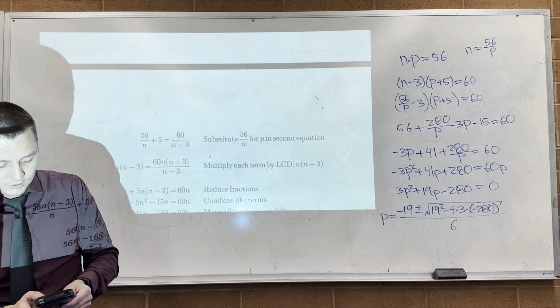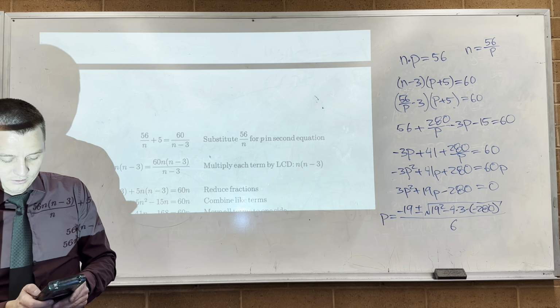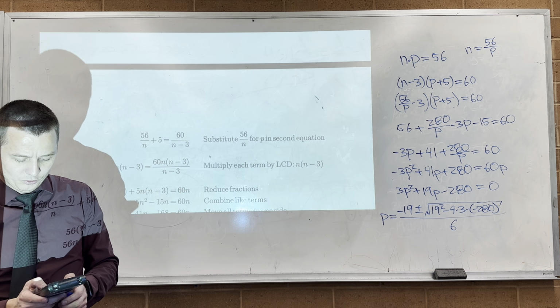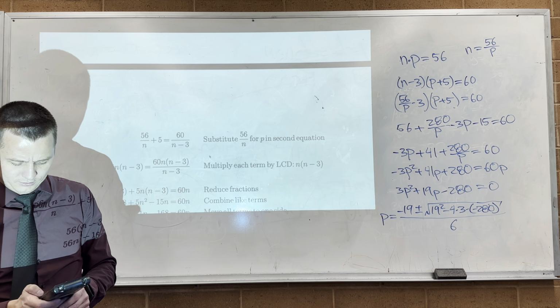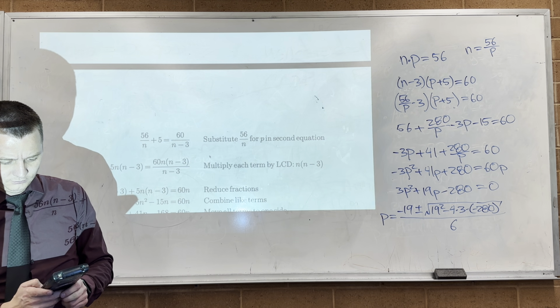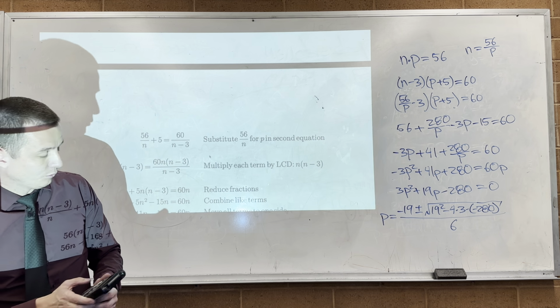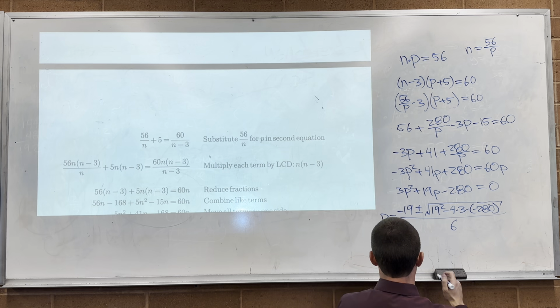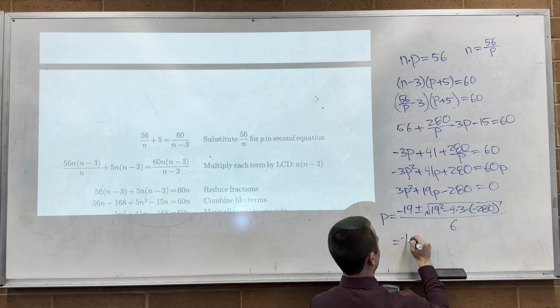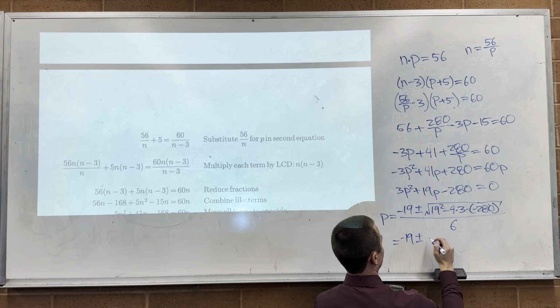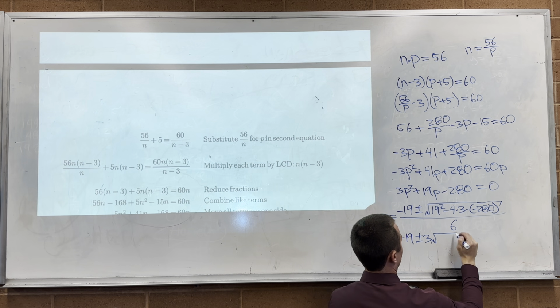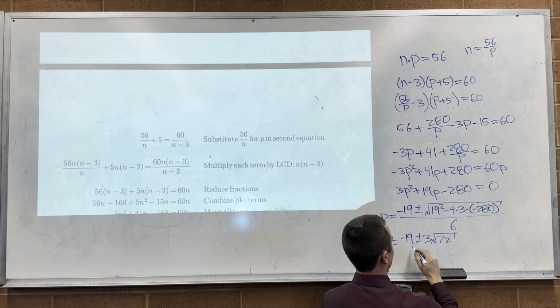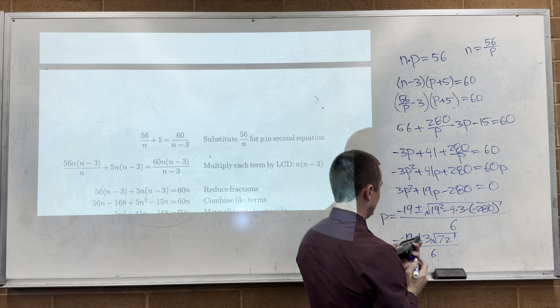So, 648. Let's see what we can pull out of that. What's a perfect square that would go into 648? We can pull out 3, which gives us 72. So this is equal to negative 19 plus or minus 3 times the square root of 72 all over 6.